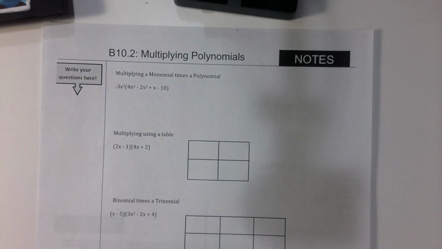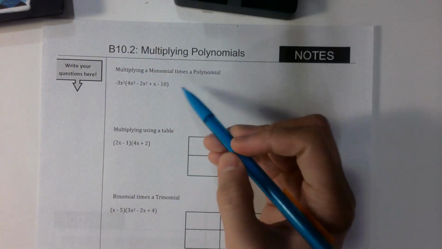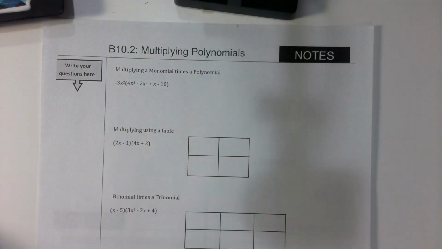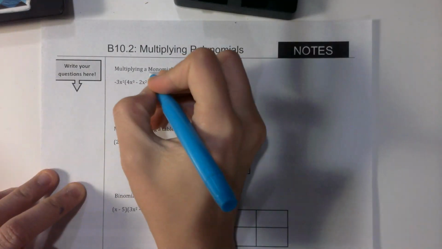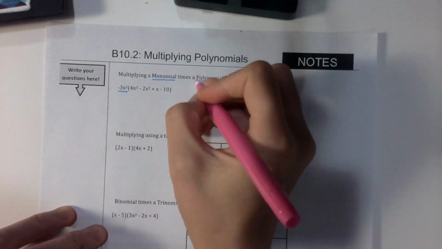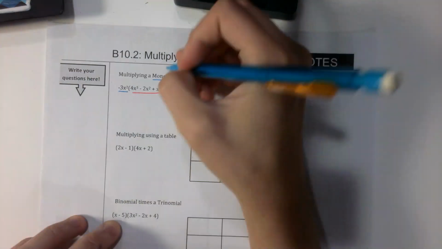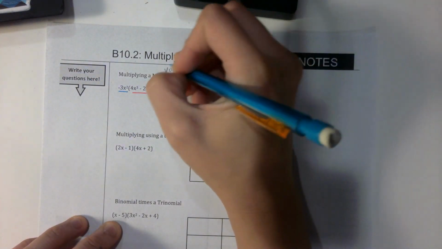Okay, today we are going to be multiplying polynomials. This lesson, you might have done before. It's definitely a compilation of a lot of lessons before, but let's just get started. Okay, so the first thing is multiplying a monomial times a polynomial. These are both vocab words. Monomial means one term, polynomial means multiple terms. And this is vocab.